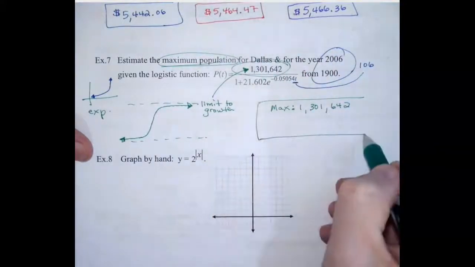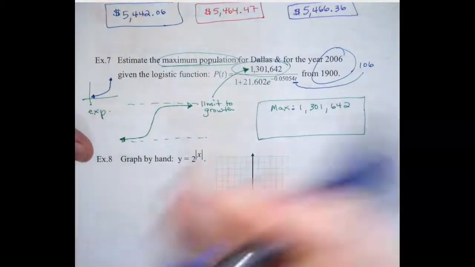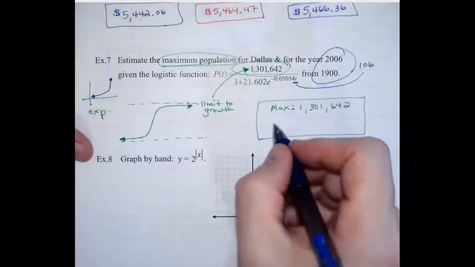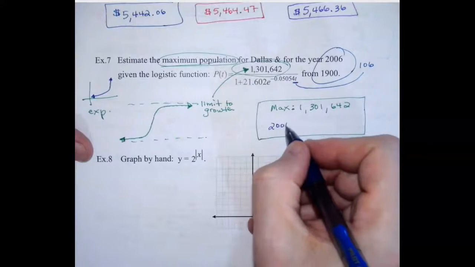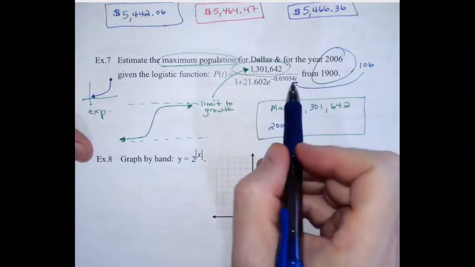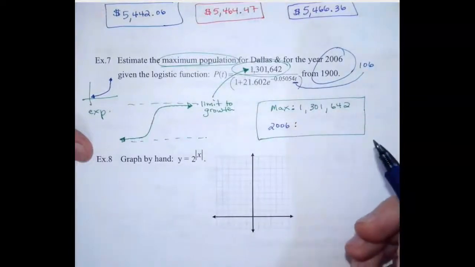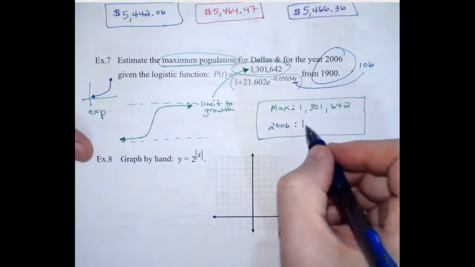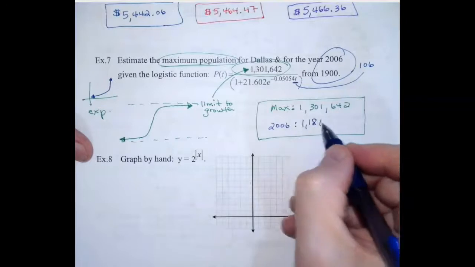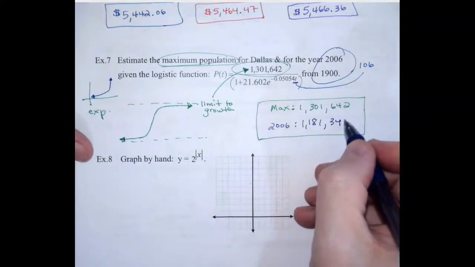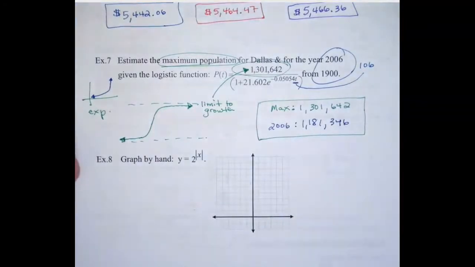Then it asked for the population in 2006 according to this formula. If you plug in 106 in this formula and calculate that, you should probably put parentheses there when you type it in your calculator, and that turns out to be 1,181,346.